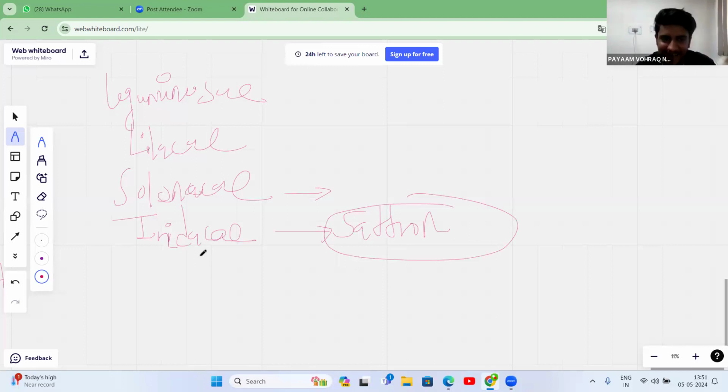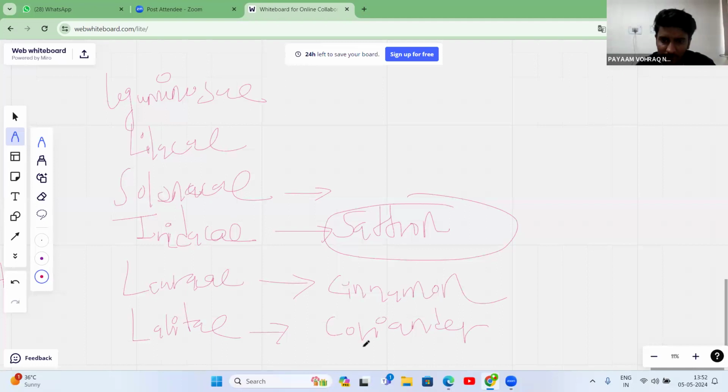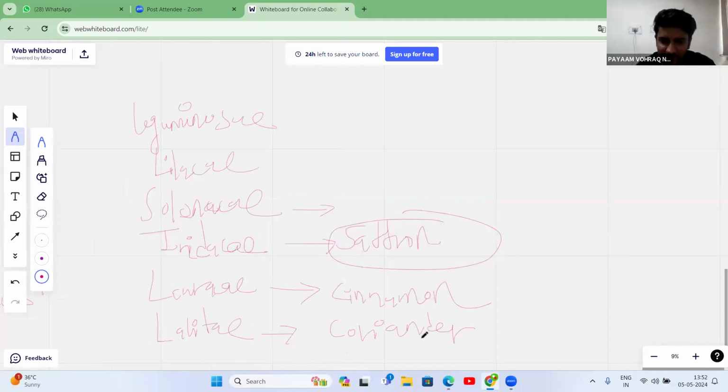Then we have Lauraceae. Which one is from Lauraceae? What is Konna? Not Konna, very good. Cinnamon. Okay, I think somebody wanted to type cinnamon only. From Labiatae? Does coriander belong to Labiatae? And Umbelliferae. Coriander belongs to Umbelliferae. Very good. Mentha. I am confusing you all. Coriander and fennel belong to the Umbelliferae family. Very good. Tulsi also comes in this category. Good job.